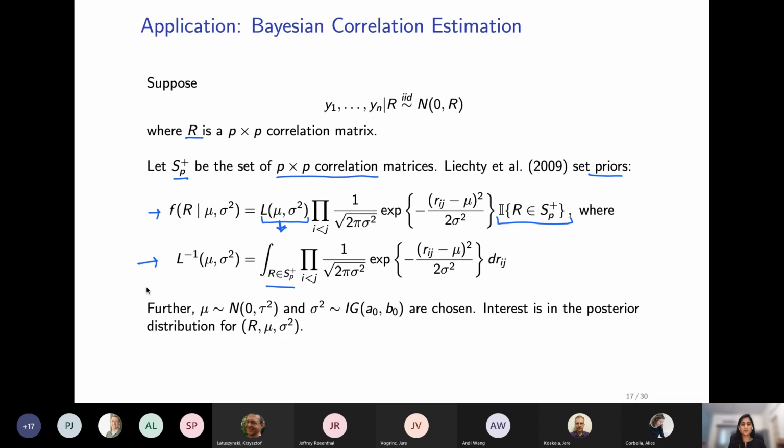My target distribution downstairs has a function that's in the form of an integral. So I put some standard priors, or at least they put some standard priors: normal 0 tau squared for mu and inverse gamma for sigma squared, and interest is in the posterior distribution.